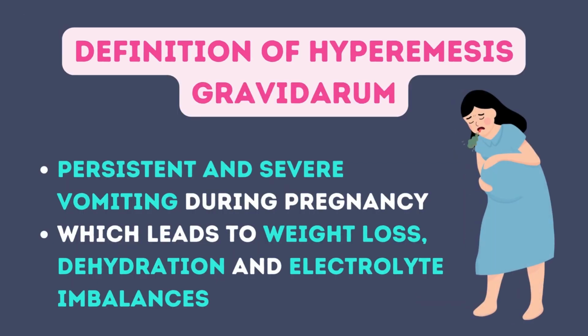So, what is the meaning of hyperemesis gravidarum? The word emesis means vomiting, hyper means severe, and gravidarum means occurring during pregnancy. It basically means persistent and severe vomiting during pregnancy, which leads to weight loss, dehydration, and electrolyte imbalances. The commonest electrolyte imbalance that can be observed is hypokalemia. Remember this, it is a common question in long case.